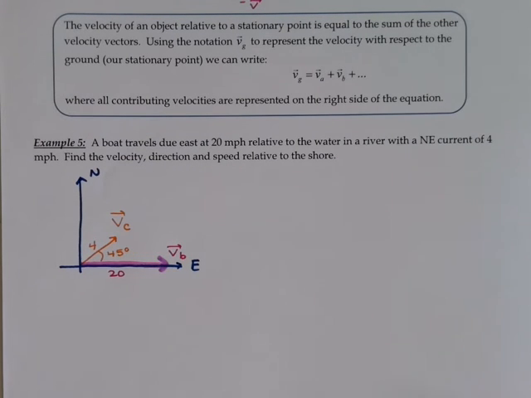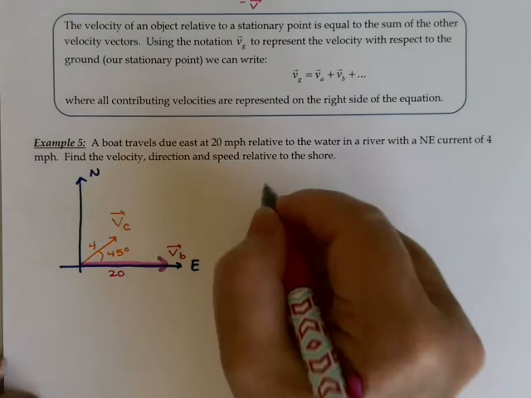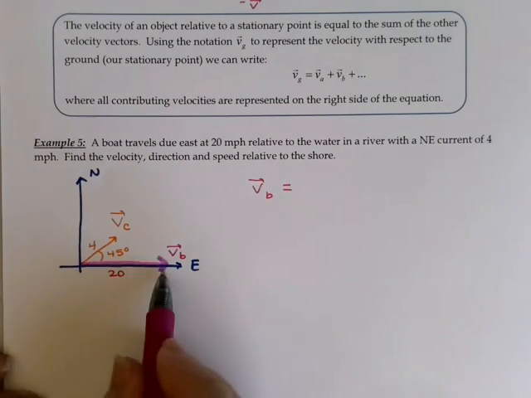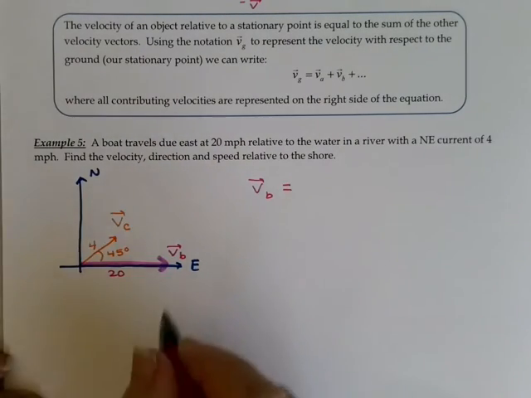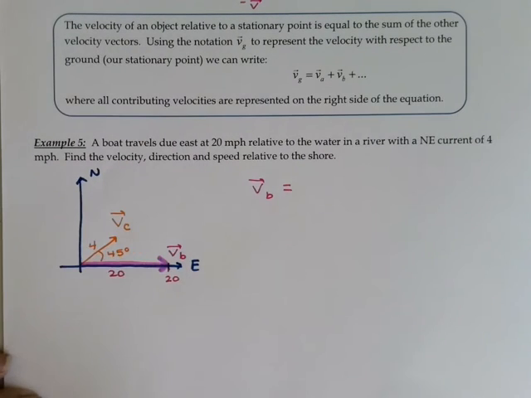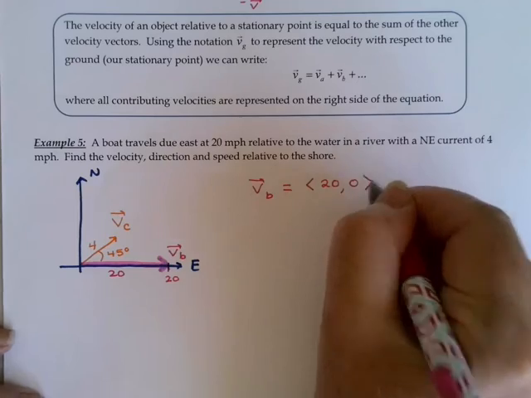All right, let's go ahead and write down actual vectors using standard position notation for the velocity of the boat and the velocity of the current. The velocity of the boat, since it's entirely due east with a magnitude of 20, must end here at 20 on the x-axis. And so it's easy to write down its vector as just 20, 0.